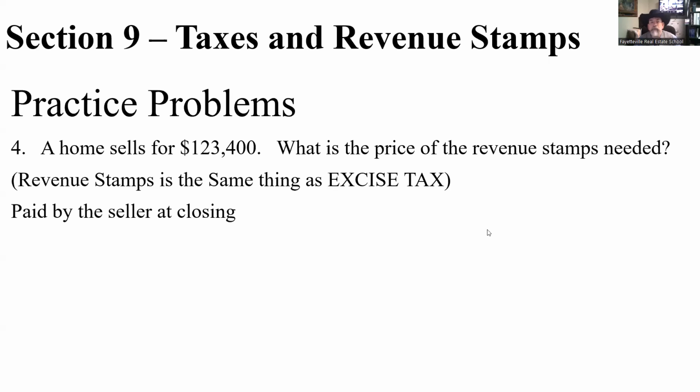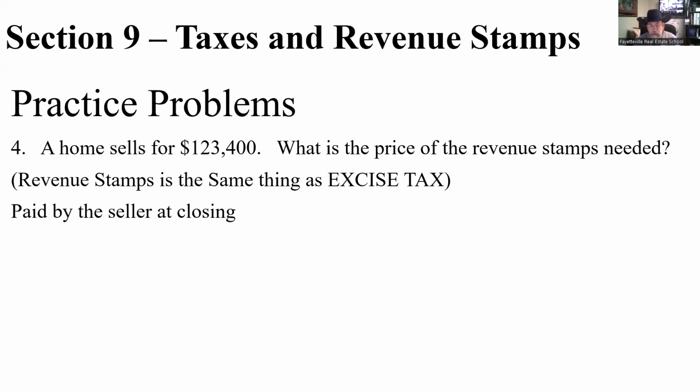All right, now we're going to do some revenue stamps, excise tax, problems. It means the same thing. A home sells for $123,400. Remember, the tax is based off the sales price, no longer the tax value. It's the sales price for the revenue stamps or excise tax. What is the price of the revenue stamps needed, paid by the seller at closing?